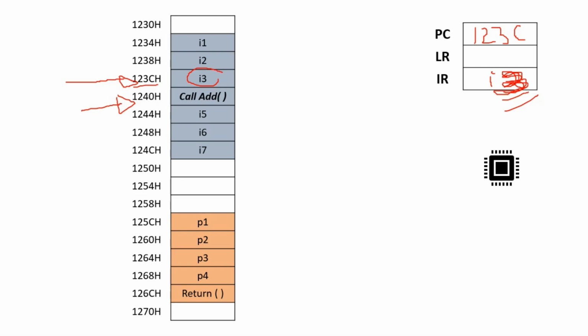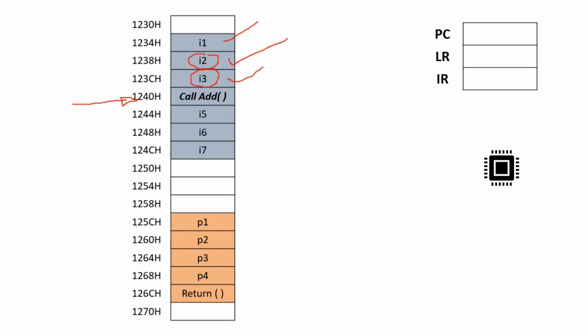So here you can see that every instruction gets executed one by one, and once the processor loads a particular instruction, at that time PC will be updated to the next instruction. So when the processor is executing I1, PC will be pointing to I2. When the processor executes I2, PC will be pointing to I3. When the processor is executing I3, PC will be pointing to I4. That I4 instruction is nothing but calling addition, meaning I am calling a subroutine that exists exactly here.